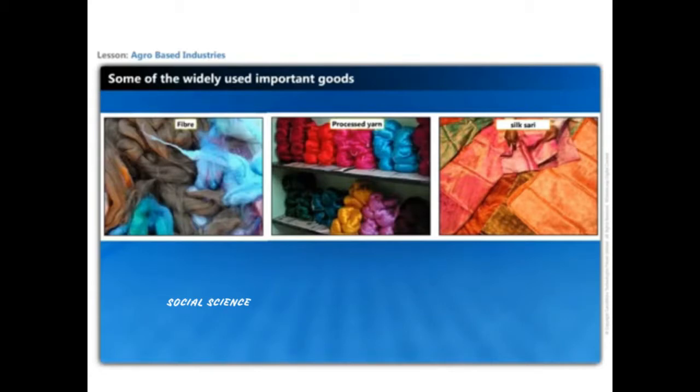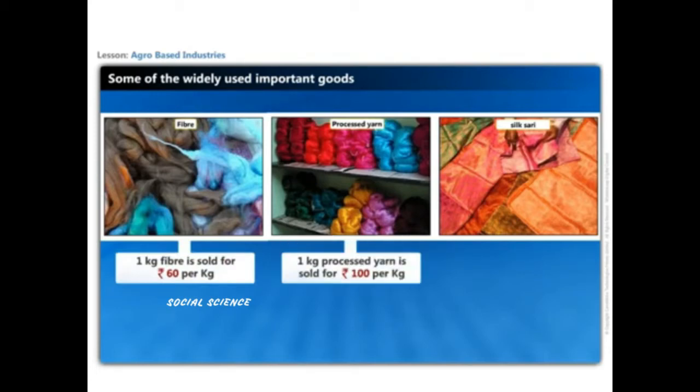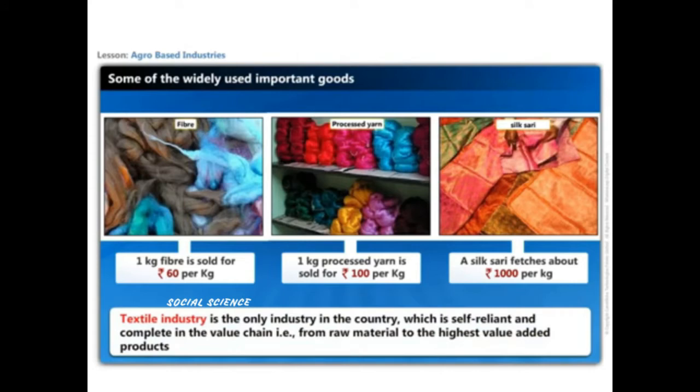Which one of these do you think is the costliest one? 1 kg fiber is sold for Rs 60. 1 kg processed yarn is sold for Rs 100 per kg. But a silk sari fetches about Rs 1000 per kg. Textile industry is the only industry in the country which is self-reliant and complete in the value chain, that is, from raw material to the highest value-added products.